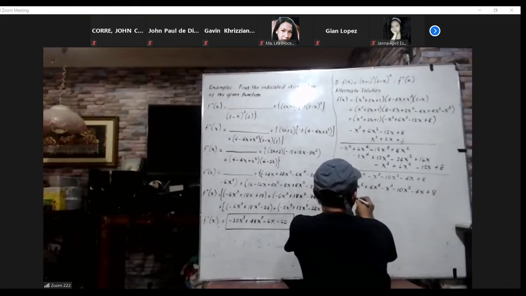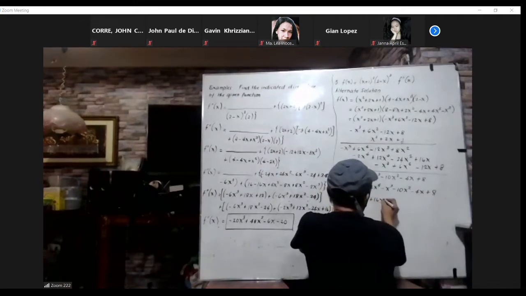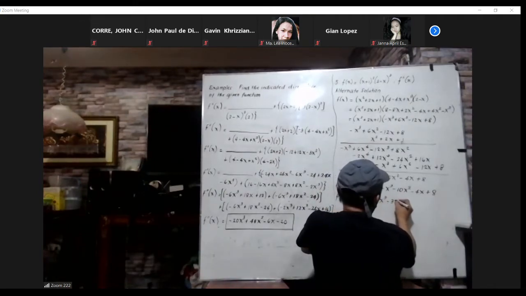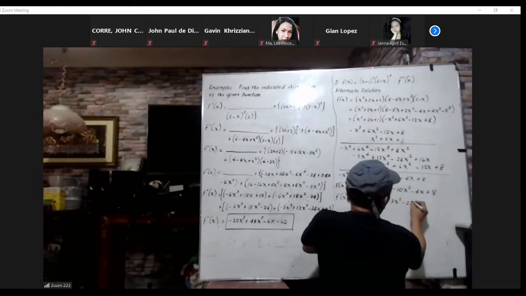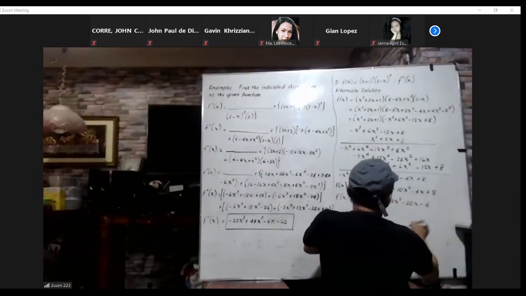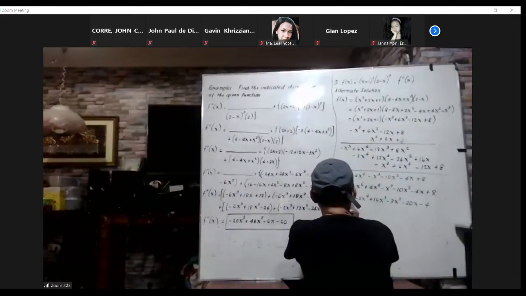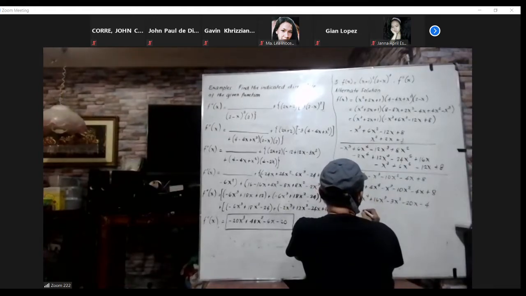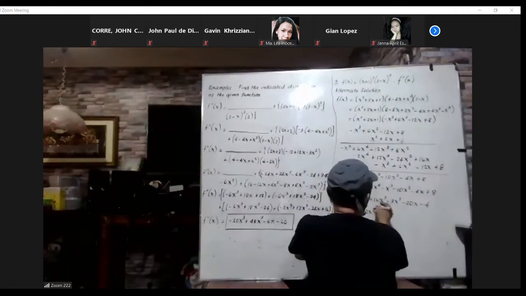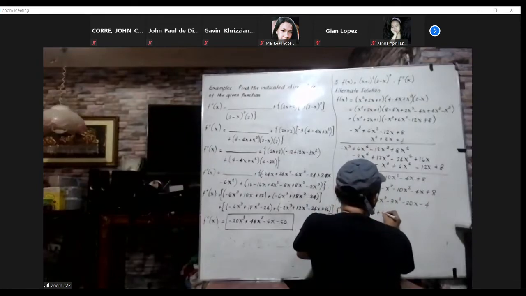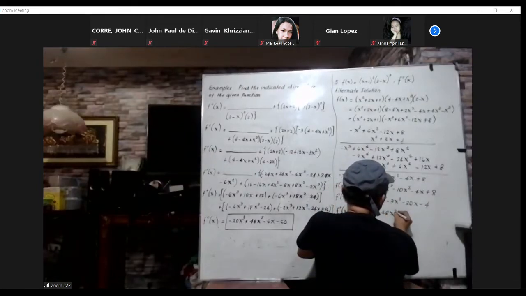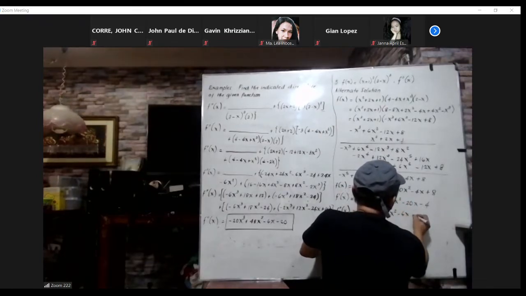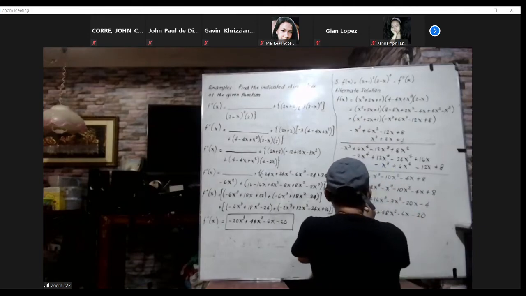Okay, equals negative 5x to the fourth plus 16x cubed minus 3x squared minus 20x minus 4. Second derivative. That is 4 times negative 5 equals negative 20x cubed. 16 times 3, positive 48x squared. 3 times 6, negative 6x. Then minus 20. Okay, this is the answer.